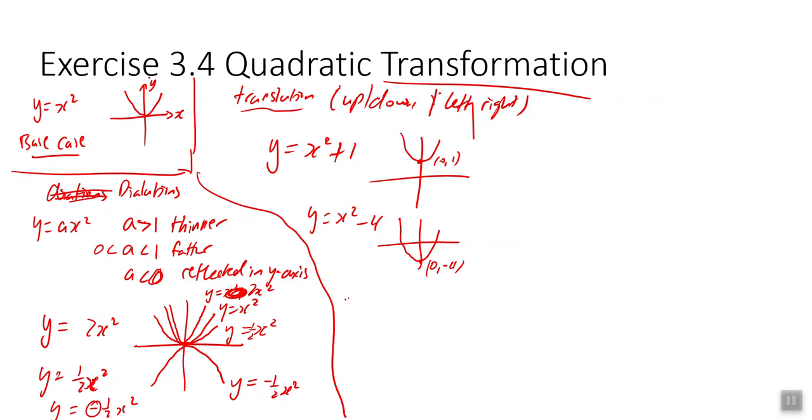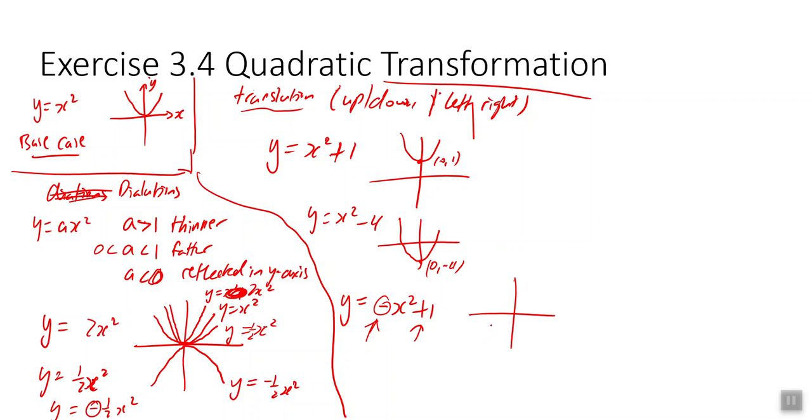So I'll test you a bit. What if I had y equals negative x squared plus 1? Well, the negative, what does it do? It hasn't gone fatter or thinner because the number in front of the x squared is still 1. What the negative does is that it reflects it, and we're moving the graph up 1. So what's happening here? It's a frown, and we've gone up 1.